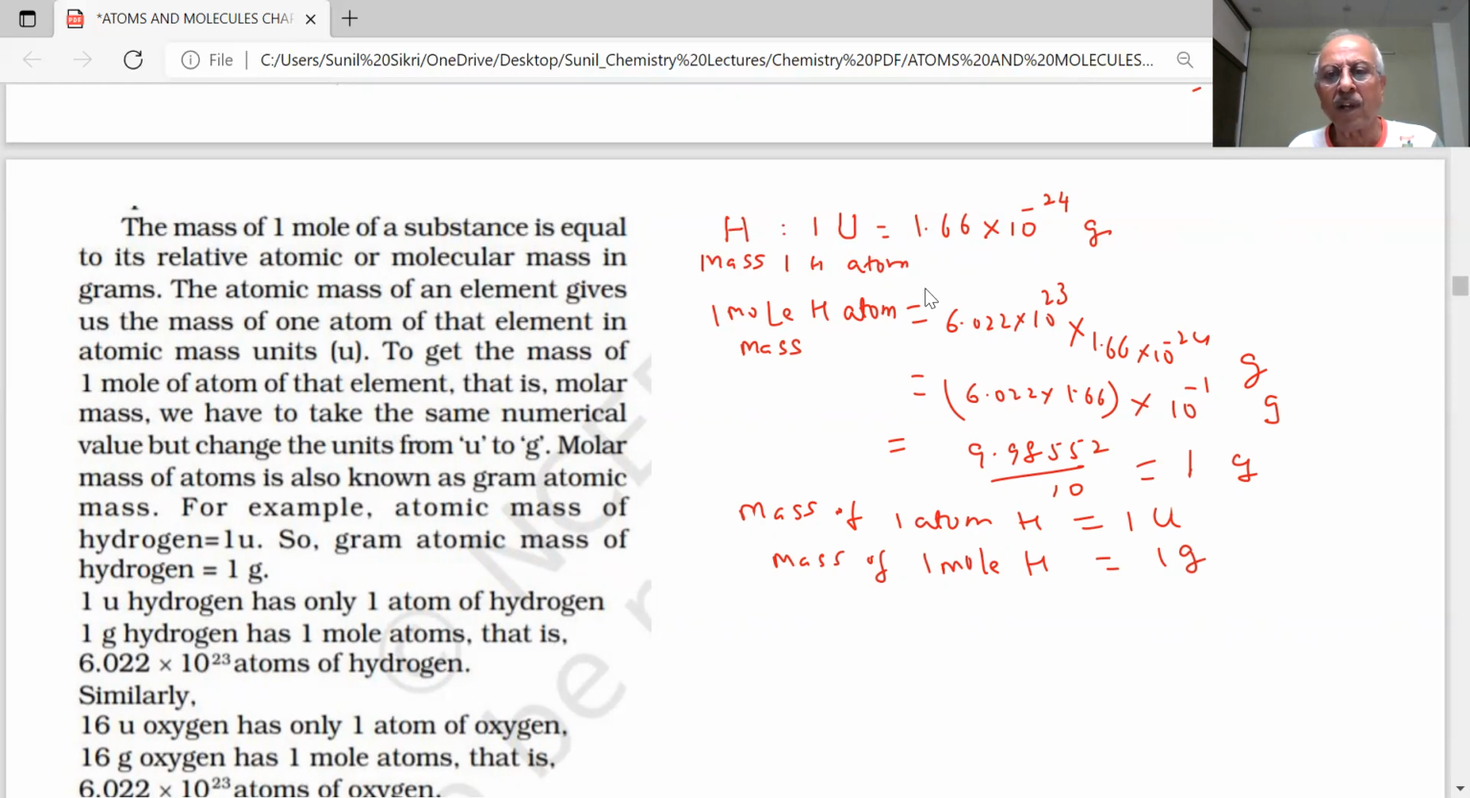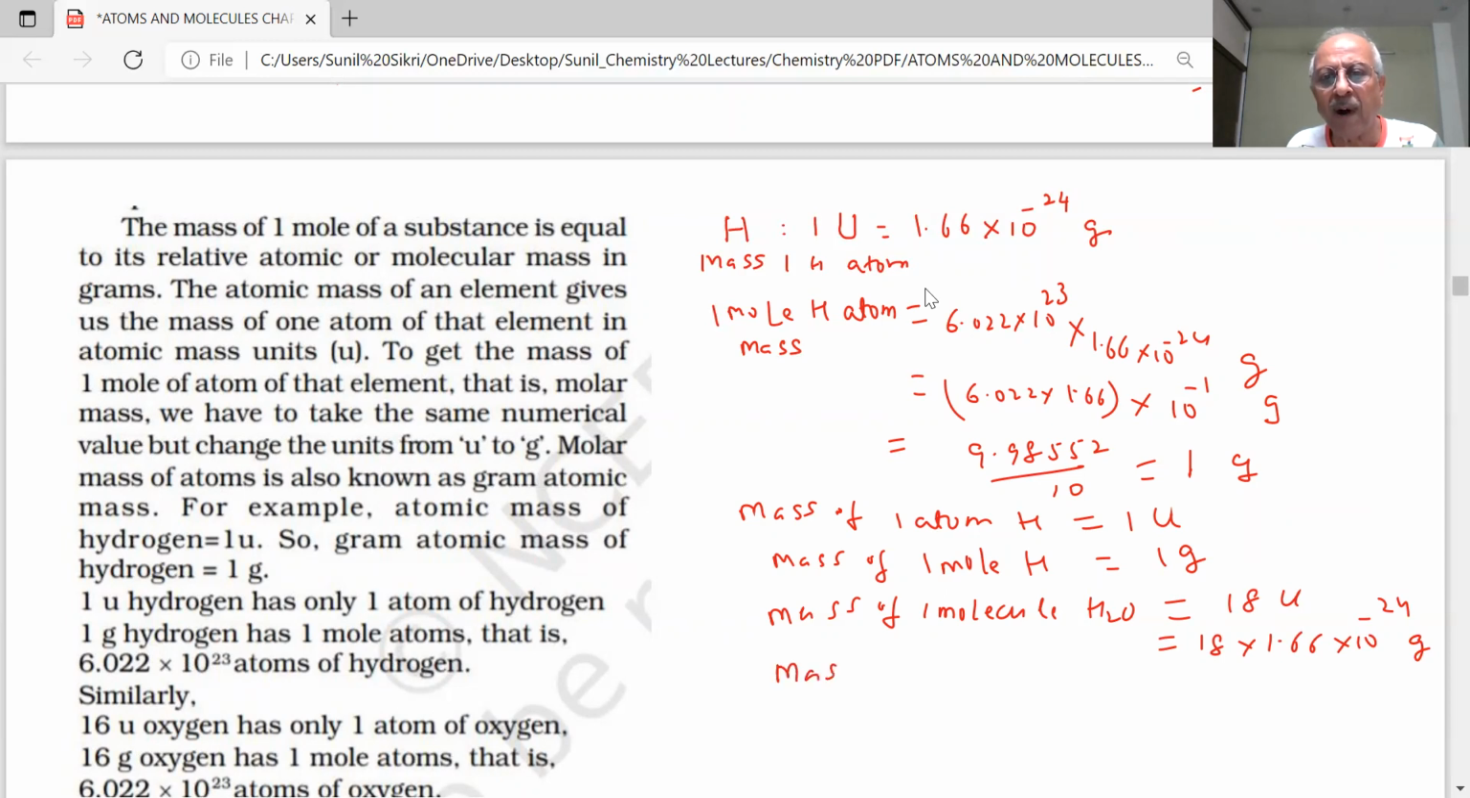Grams. Are you used to grams? Yes, sir. Okay. Similarly, students, if I say the mass of 1 molecule of H2O, how much is that? 18 U. Okay? 18 U, which is equal to 18 into 1.66 into 10 power minus 24 gram. Am I right? Yes, sir.